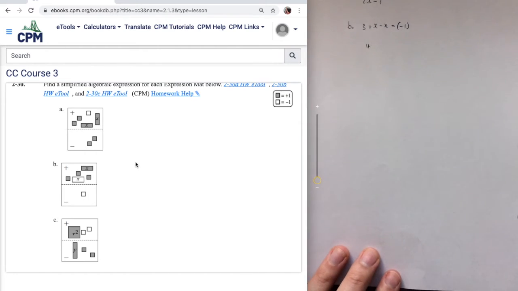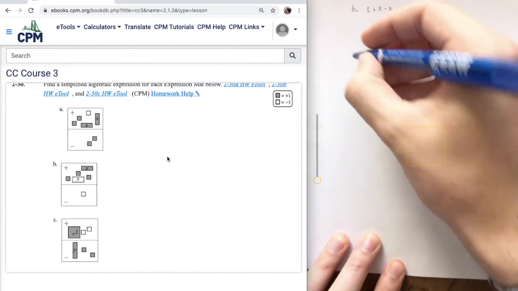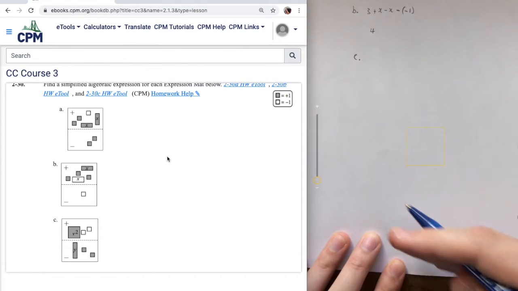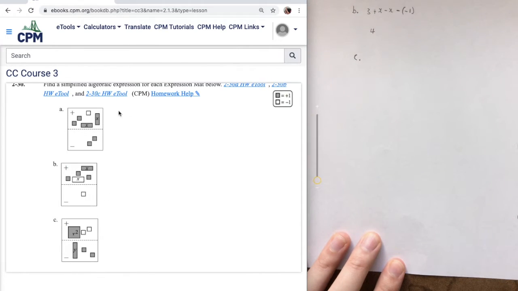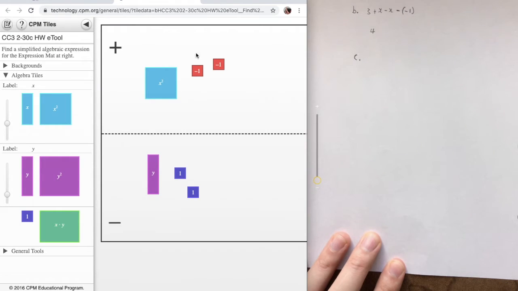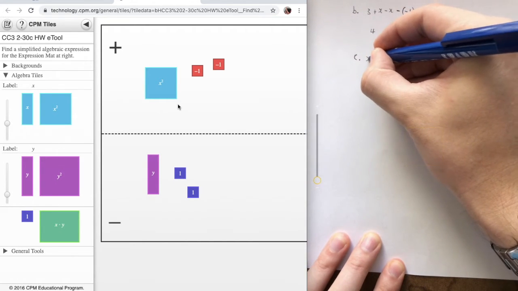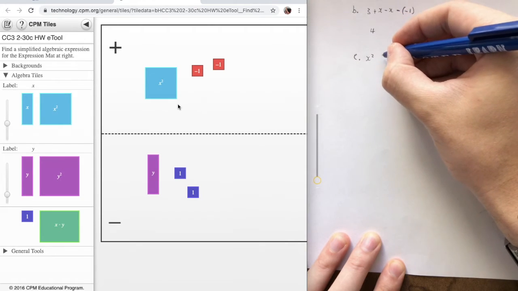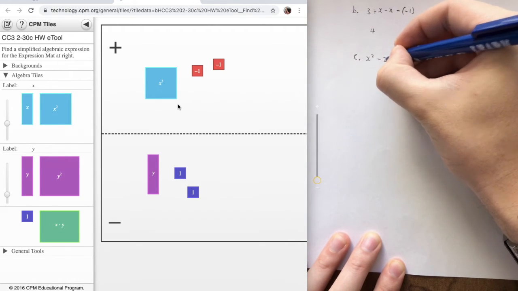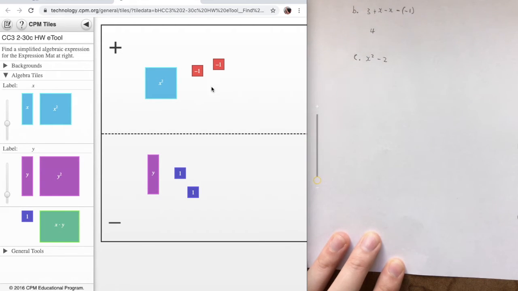Alright, now let's finally take a look at C. So once again, recreate that with the CPM algebra tiles. So on the positive side, we have an x squared. We have 2 negative 1s. And I'm just combining it to be -2, but you could do -1, -1. And now down here on the opposite side, we have a y and 2 1s.